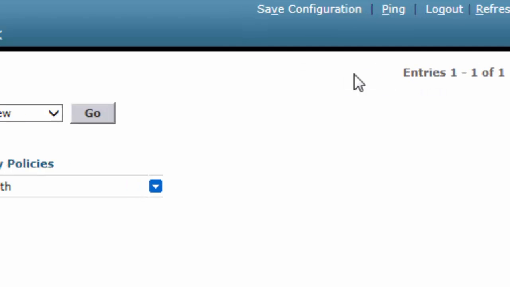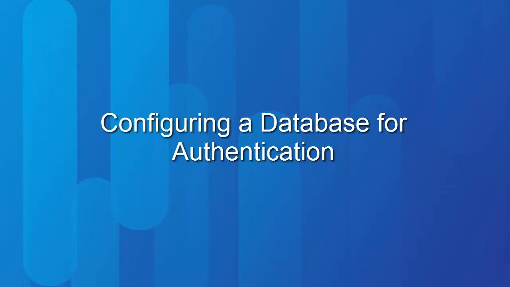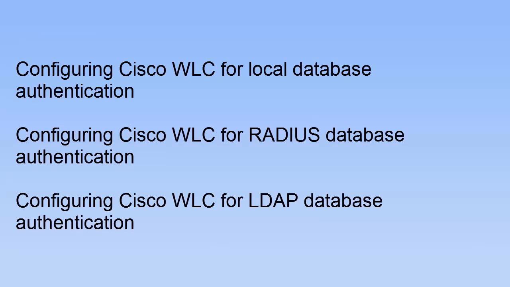In the WLANs window that is displayed, refer to the Security Policies column and ensure that the Web Auth is enabled for the WLAN. This completes the configuration of WLAN instance on Cisco WLC. Let us now look at how to configure a database for authentication. There are 3 databases that you can use to authenticate users on Cisco WLC. Click the option of your choice.